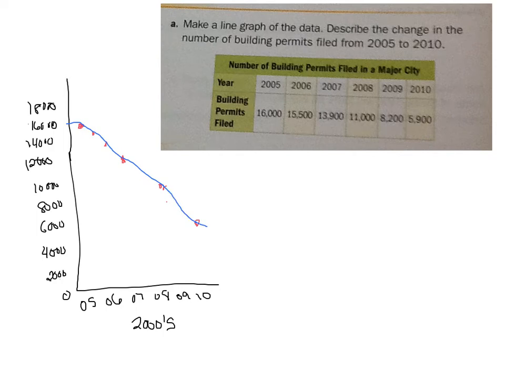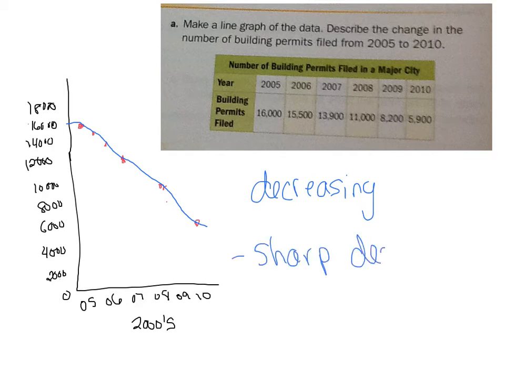It then says to describe the changes in the number of building permits. Well, as you can see, it is obviously decreasing. My graph is going down. The line is going down. You also can say that it's actually a sharp decrease because it's not gradual. It's going down pretty quick.